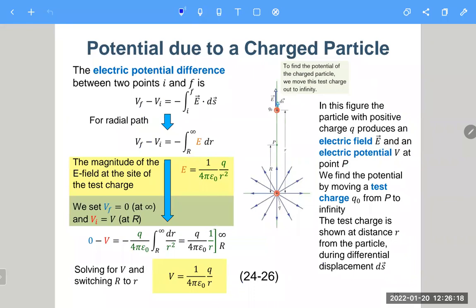So here we talk about the potential due to a charged particle, which is actually the simplest case. We only have a single charge, and we would like to know the electric potential generated by this charge. Similar to before, in chapter 21 we had two charges and found the electrostatic force, the Coulomb's force, between them. Then in chapter 22, with a single charge, we found the electric field generated by it. Here, we would like to find the electric potential generated by this charge.